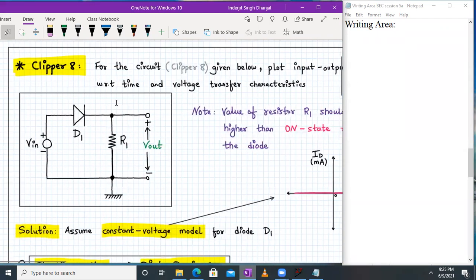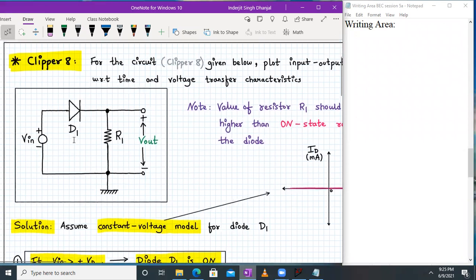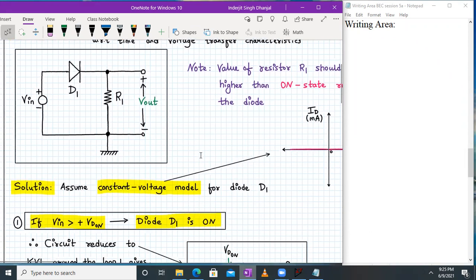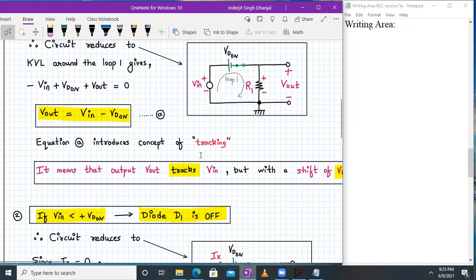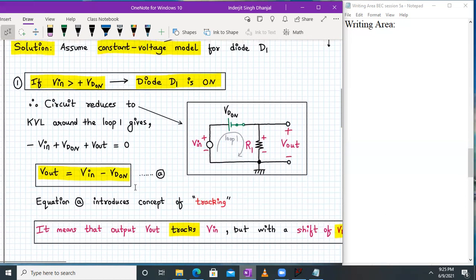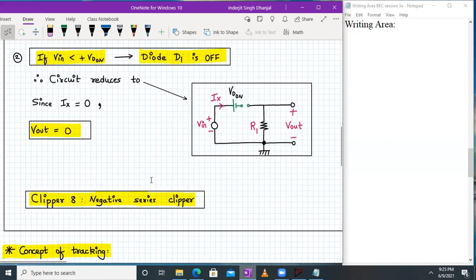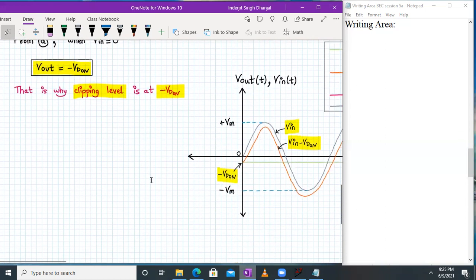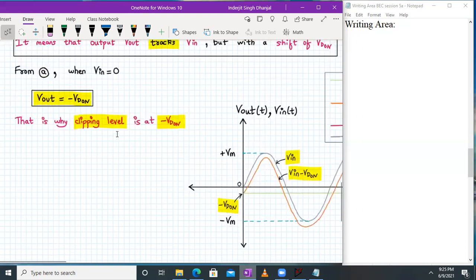So let us recap what we have done in clipper number 8. Clipper number 8 was the start of series clipper circuits. The diode was connected in series between the input and the output, and we have seen an important phenomenon of tracking. Here we found out that the output is tracking the input but with a shift. It's easier to analyze when the diode is turning on and off, but it's slightly more tedious to plot the waveforms. So it becomes easier if we plot the tracking waveform. And we have seen the concept of tracking.